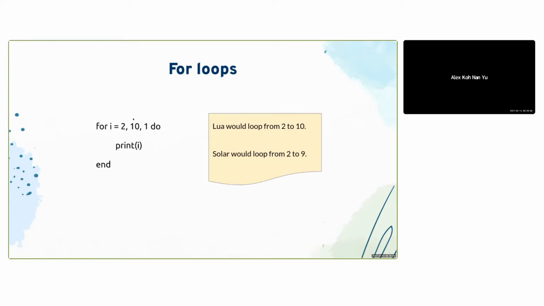Now for loops, if we look at this sample program on the left, it will loop from 2 to 10 in Lua. We changed it to 2 to 9. So once again, you see our repeating ideology of having familiarity in language. So we loop from 2 to 9. We do not include the last index.